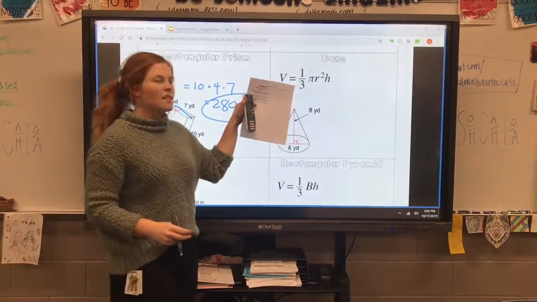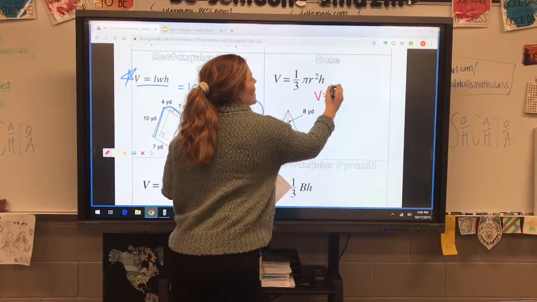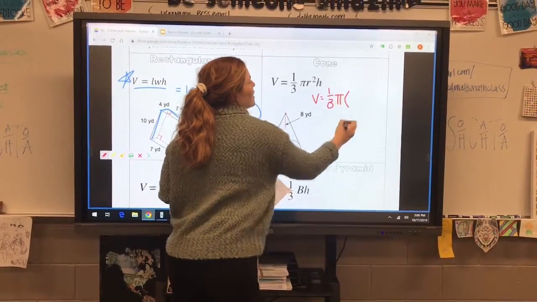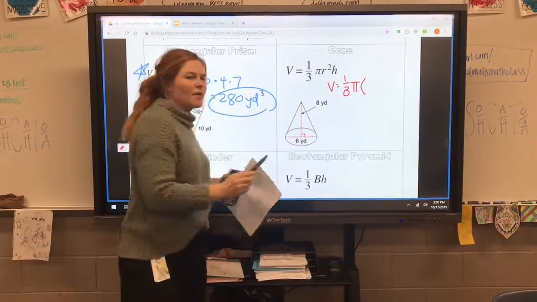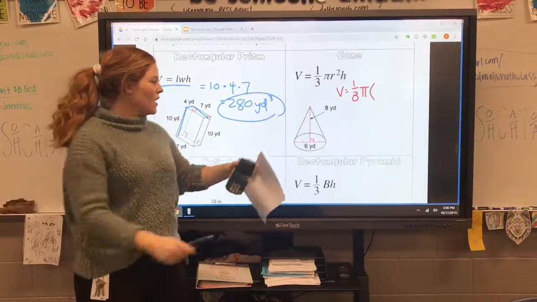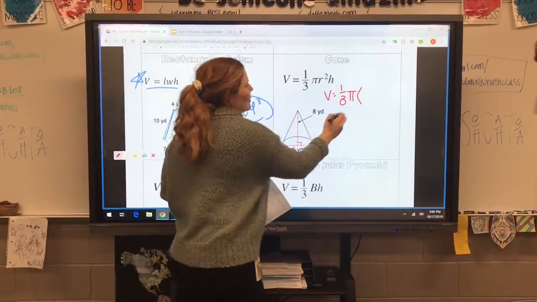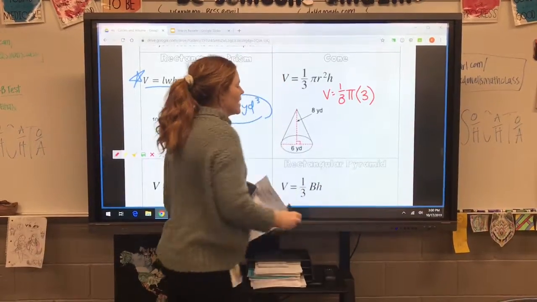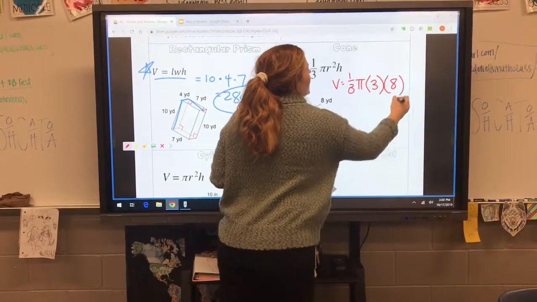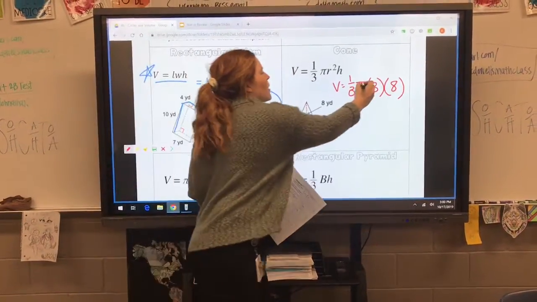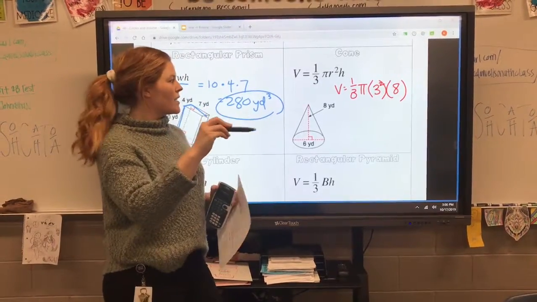Okay, next one is the cone. R obviously stands for radius, H obviously stands for height. So we're going to take 1/3 times pi times the radius. Well, we're given the diameter, the full length of the circle this time, so it's 6. Again, we can cut that in half to get the radius. So half of 6 is 3, and then the height is 8. We just square the radius. So we have 1/3 times pi times 3 squared times 8.